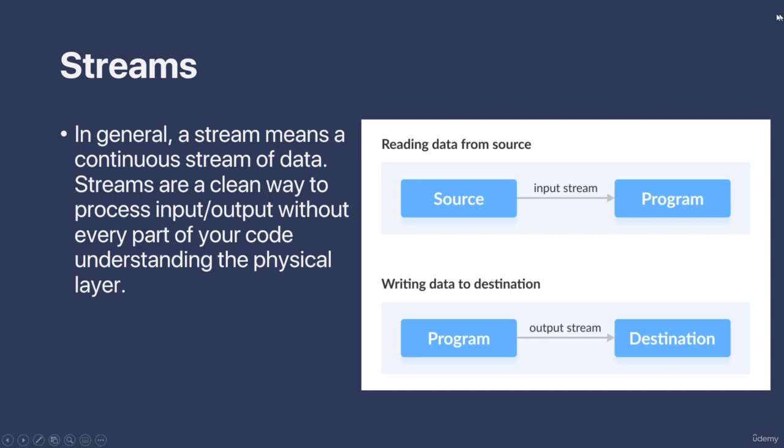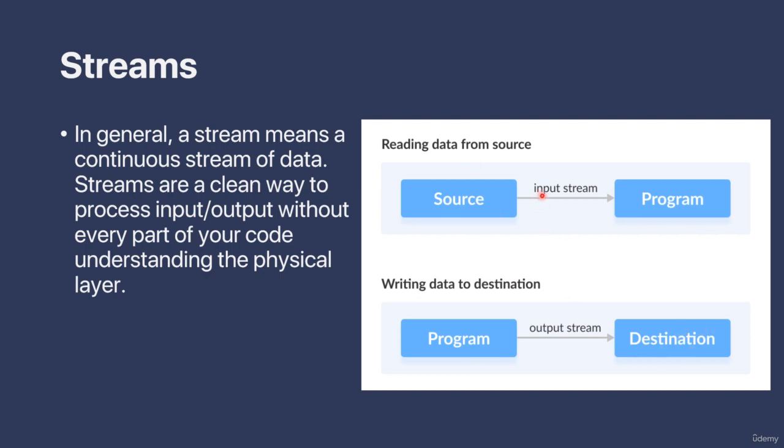So, we have here in the reading process the source and the program. The source is providing the program with a stream of data as an input stream. It is called input stream. While writing data to a destination, we use output stream. So the program uses output stream for the destination.